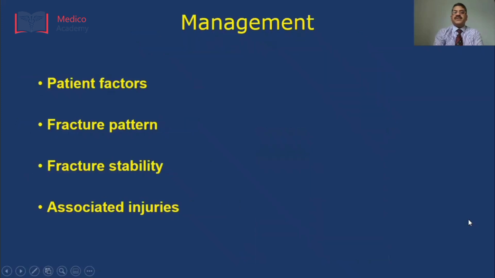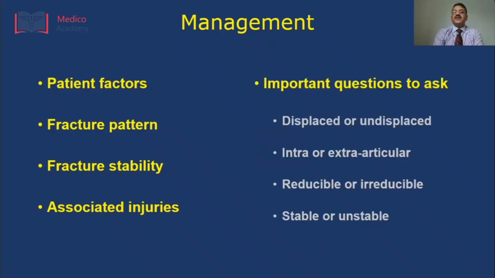Most of the time, it is very important to appreciate patient factors, the fracture pattern, the fracture stability, and also take into account the associated injuries. The most important questions to ask are whether the fracture is displaced or undisplaced, whether there is an intra-articular or an extra-articular component to the fracture, whether the fracture is reducible or irreducible, and after reduction, is it going to be stable or unstable?